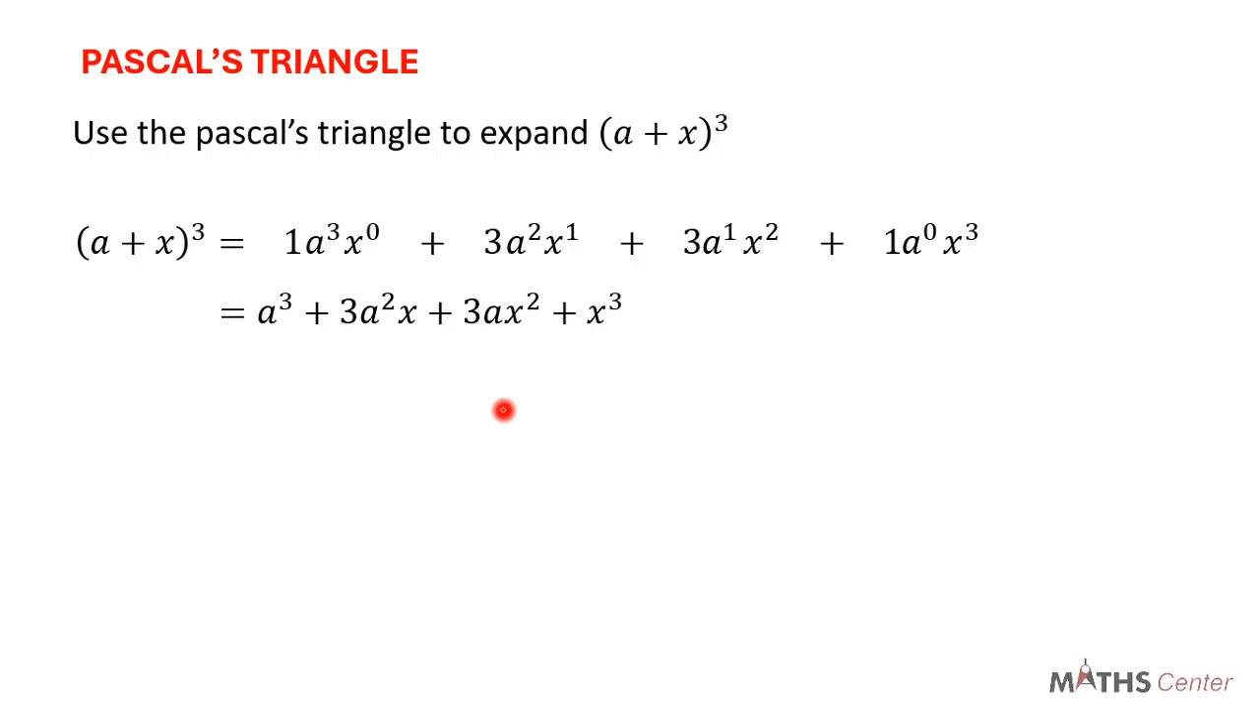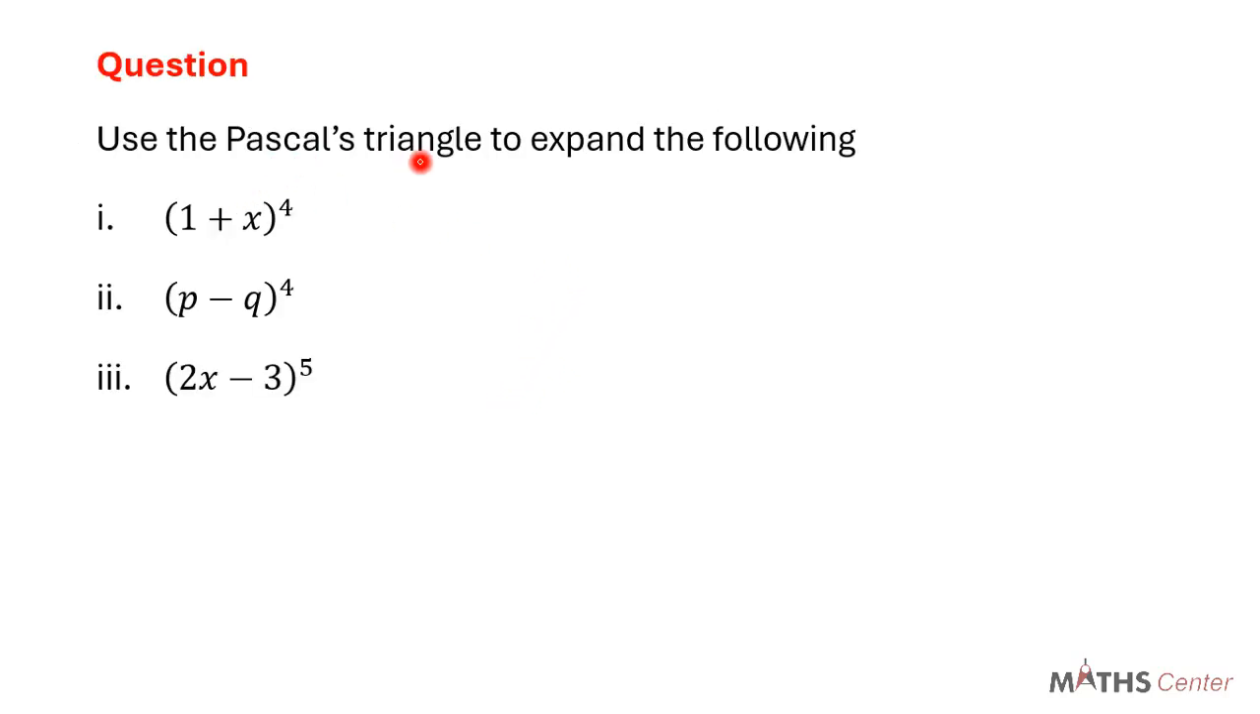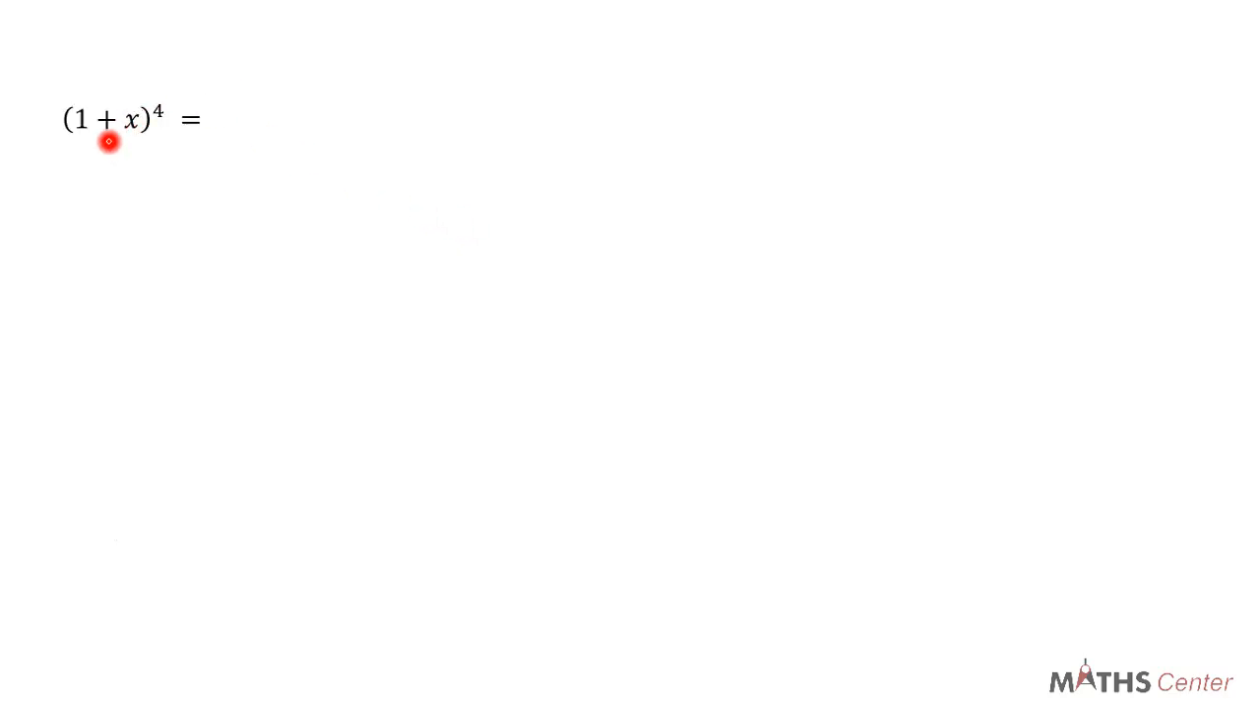Let's consider more examples. Use the Pascal's triangle to expand the following. We have 3 questions here. We are going to solve it one after the other. Let's take the first one. We have 1 plus x exponent 4. So the first thing that you do here is that you write the coefficients for when the exponent is 4. So here the exponent on the binomial expression is 4. So you are going to write the coefficients for when the exponent on the binomial expression is 4. When the exponent on the binomial expression is 4, the coefficients will be 1, 4, 6, 4, 1.